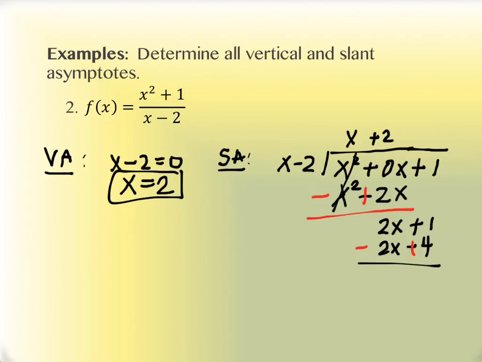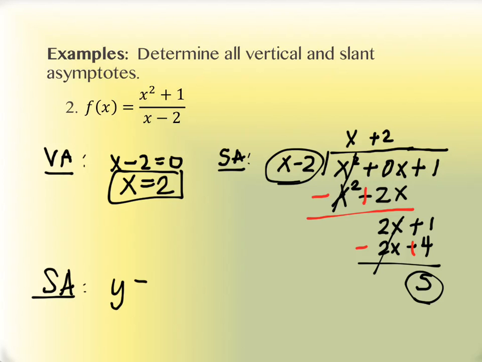The two x's add to 0. The +1 and the +4 now actually become a +5. I know I'm done because this value 5 has a lesser degree than the x minus 2. That's when you know you're done, when the degree down here, it's called a degree 0 when there's not an x involved, is a lesser degree than what you're dividing by. So the answer then for my slant asymptote is actually y equals the value up here on top.